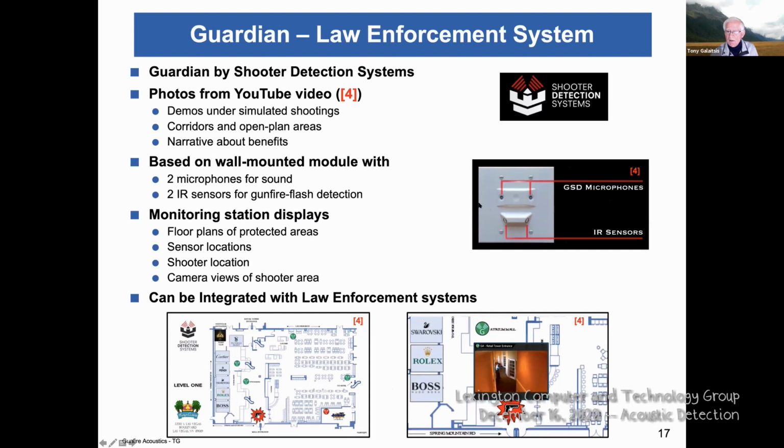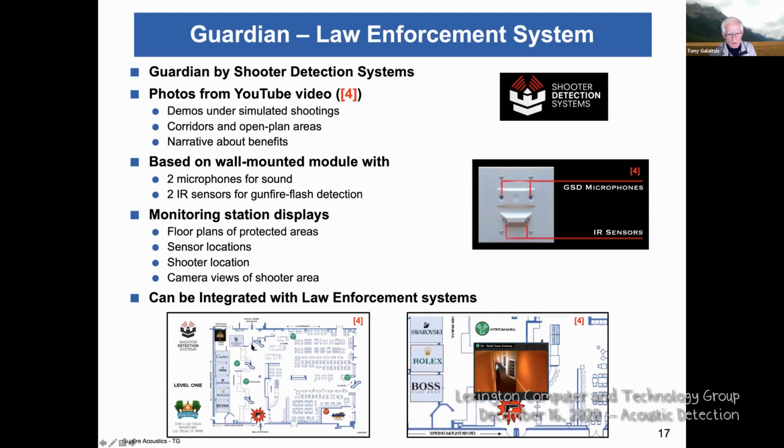This one in particular that is suited for corridors has 2 microphones over there that you can see. It's flush mounted to a wall. And then it has 2 IR sensors that are pointing in opposite directions so that you can also get a cue when a shot is fired in that particular corridor. By the way, again, all of this wording and the pointers and so on came from reference 4. It's out there on the internet.